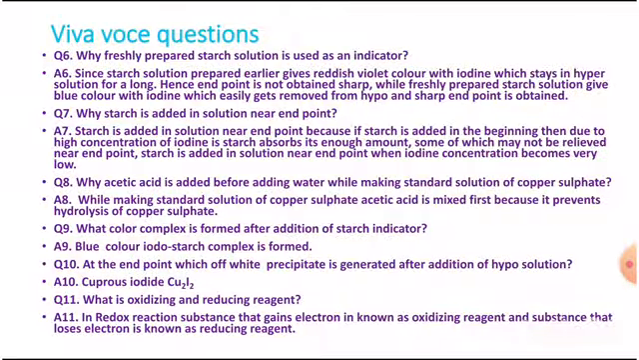Why freshly prepared starch solution is used as an indicator? Since starch solution prepared earlier gives reddish violet color with iodine, which stays in hypo solution for a long time. Hence, endpoint is not obtained sharp, while freshly prepared starch solution gives blue color with iodine, which easily gets removed from hypo, and sharp endpoint is obtained.